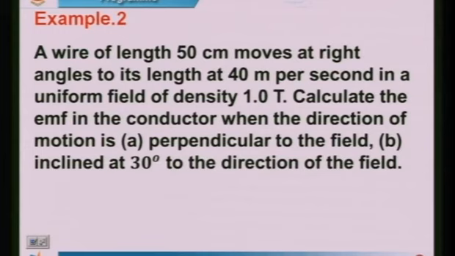A wire of length 50 centimeter moves at right angles to its length at 40 meters per second in a uniform field of density 1 Tesla. Calculate the induced EMF in the conductor when the direction of motion is perpendicular to the field and when inclined at 30 degrees to the direction of the field.